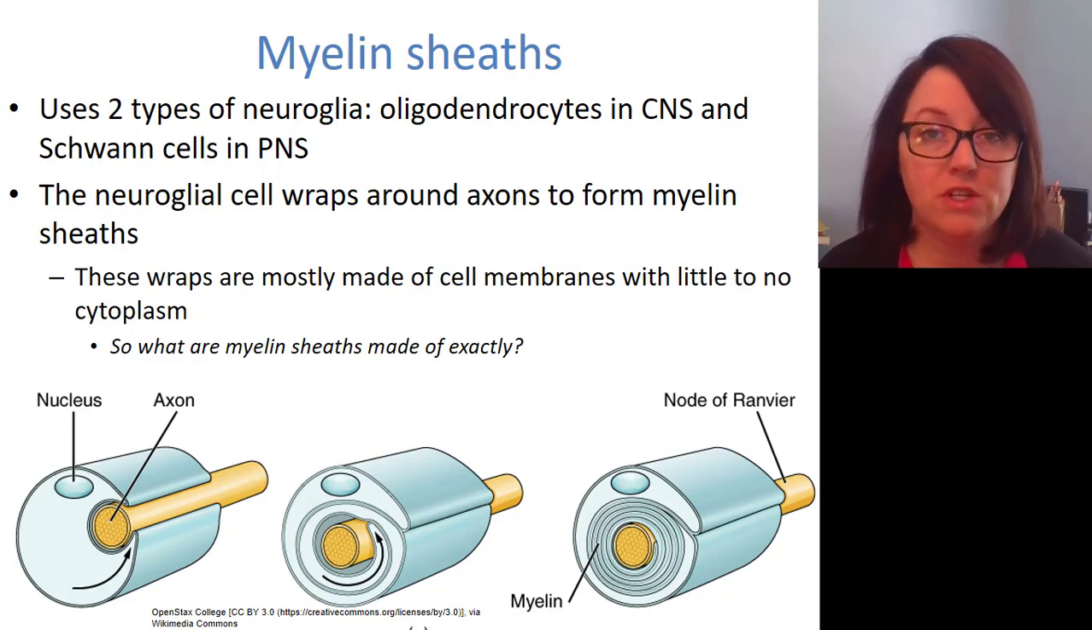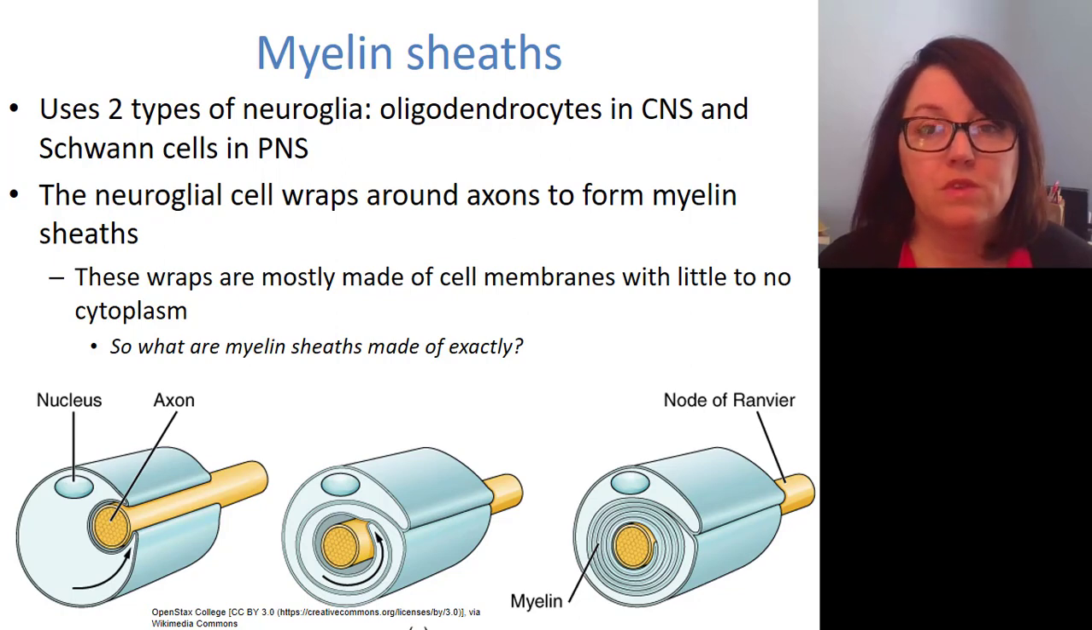Oligodendrocytes form myelin sheaths around axons in the central nervous system, while Schwann cells form myelin sheaths around axons in the peripheral nervous system. But they're both doing the same thing. They're both wrapping themselves around the axon, right? So in the picture down here, we see a Schwann cell forming a myelin sheath. And you can see that the Schwann cell is just wrapping its whole entire self around the axon.